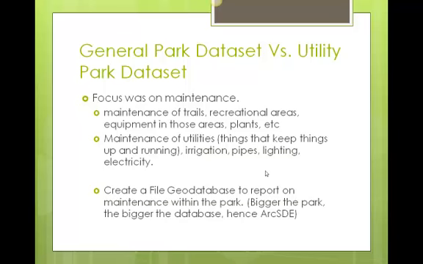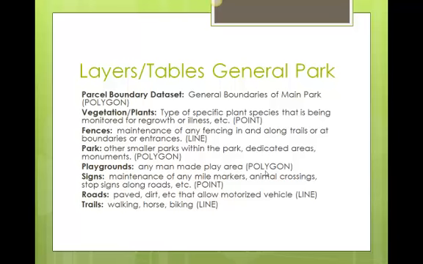Obviously the trails need to be looked at, any playgrounds, plants, equipment in those areas, what keeps things up and running, pipes, lighting, electricity. Initially it would be a file geodatabase, then obviously the bigger the database, hence you could move into ArcSDE. So the parcel boundary data set, this is just going to be the general boundary, whether that the state maintains or county or city maintains.